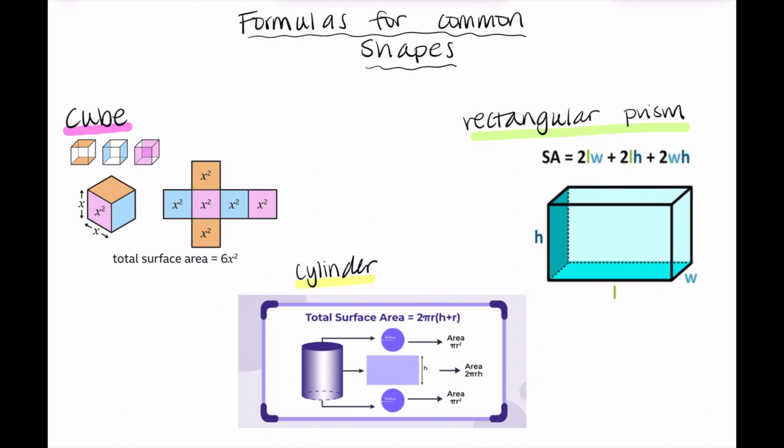And last but not least, our surface area of a cylinder is 2 pi r, and then that whole thing times the sum of whatever your height is plus your radius. So 2 pi, 2 is just a number, pi is a number you can click on your calculator, or we can approximate to 3.14. R for cylinders is our radius, and H is our height. So all of those components make up the formula of the surface area of a cylinder. And again, the surface area of a cylinder is just 2 pi r times the sum of H plus R.